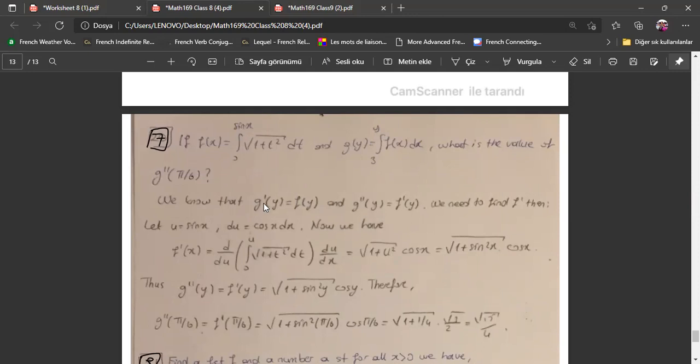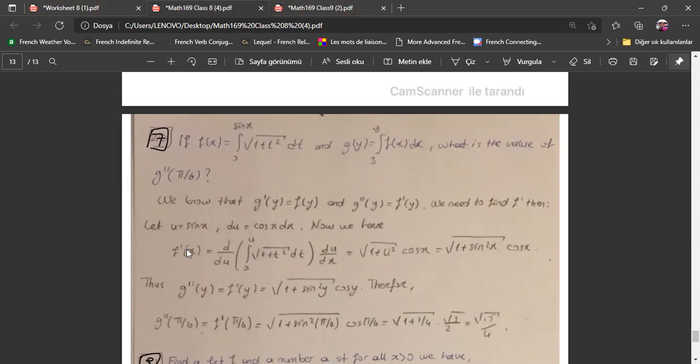Now, if we take the derivative again, we will have g double prime equals to f prime. So we need to find f prime to get g double prime of pi over 6. Let's find first this one. So here we have 0, so some constant, it's okay. And here sine x, so we need to play with that. So if we plug again u equals to sine x, we make the substitution and take the differentiation, we get du equals to cosine x dx. Okay, just taking the derivatives gives that.